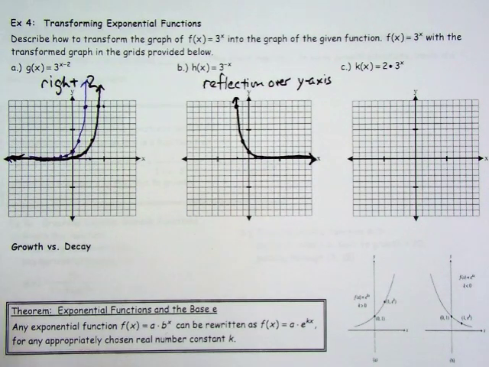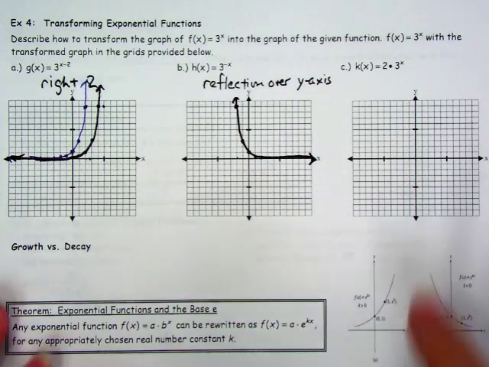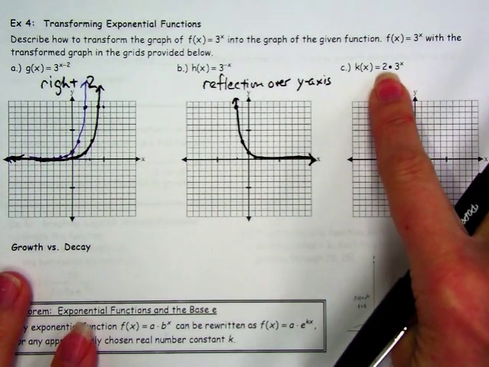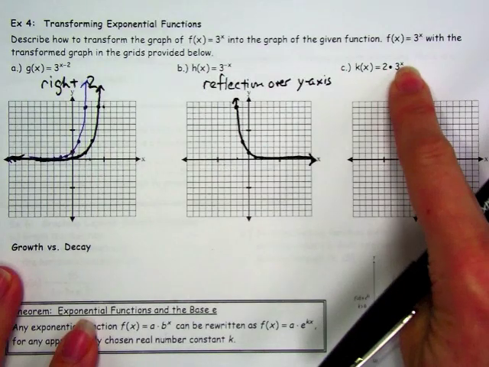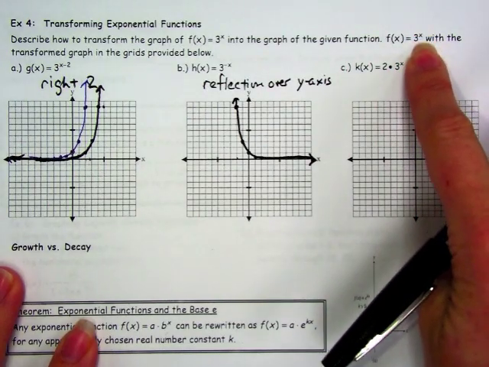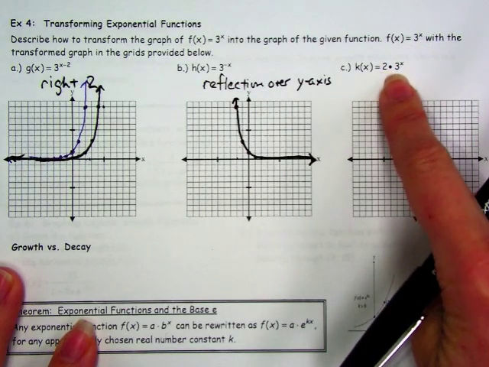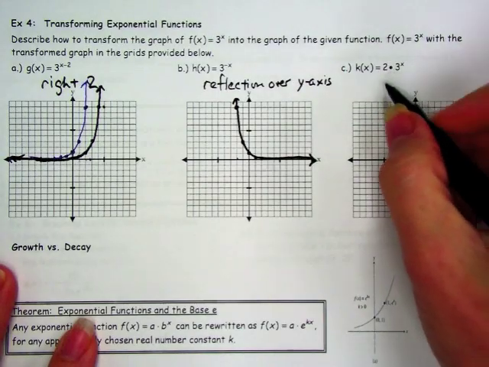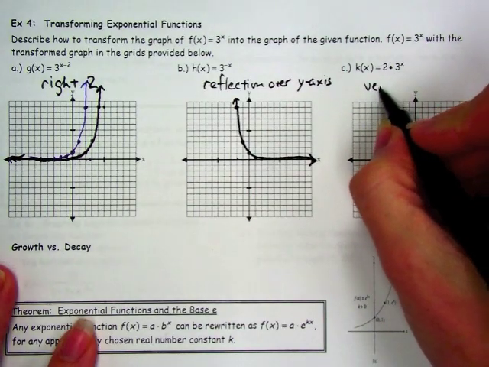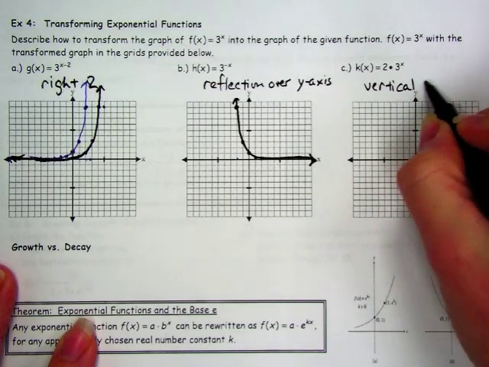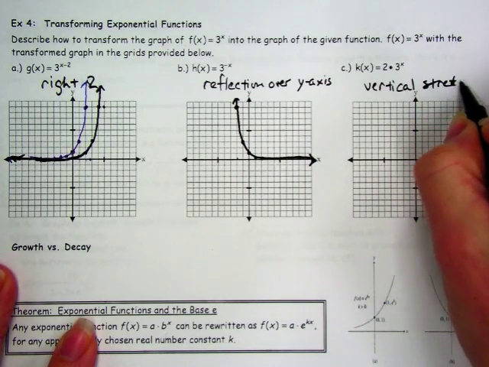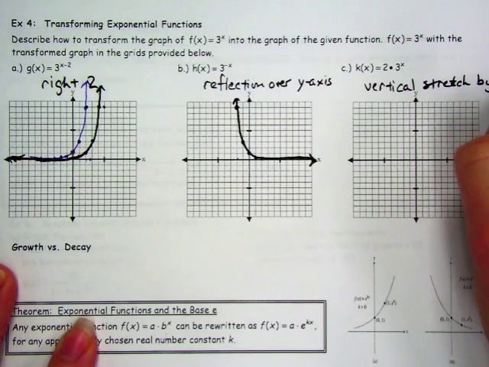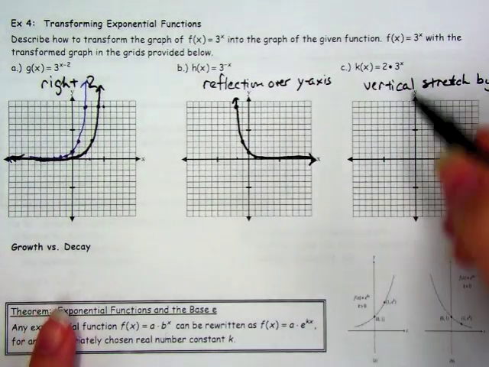Okay, now we have another type of change. We're multiplying 2 times the whole 3 to the x, 2 times the whole function 3 to the x. Okay, applied to the whole function is a vertical change. Vertical changes are exactly like we expected. This is a vertical stretch by 2. 2 times 3 to the x.